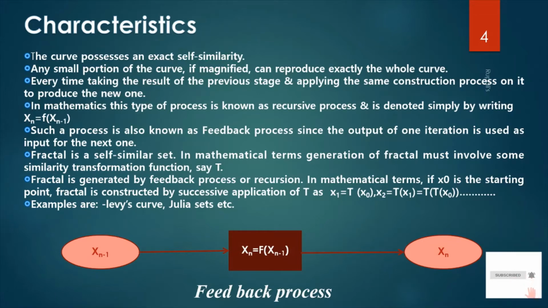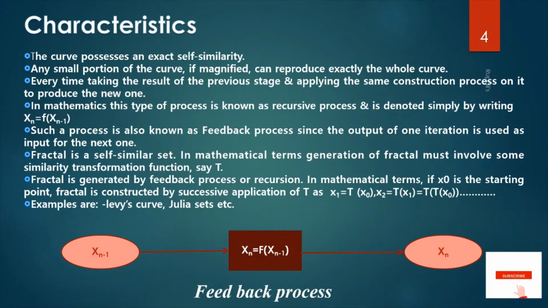Every time, taking the result of the previous stage and applying the same construction process on it to produce the new one. In mathematics, this type of process is known as a recursive process and is denoted simply by writing xn equals f of xn minus 1. Just take the previous result and get the next curve. Such a process is also known as a feedback process since the output of one iteration is used as the input for the next one. So this procedure is called a feedback process.